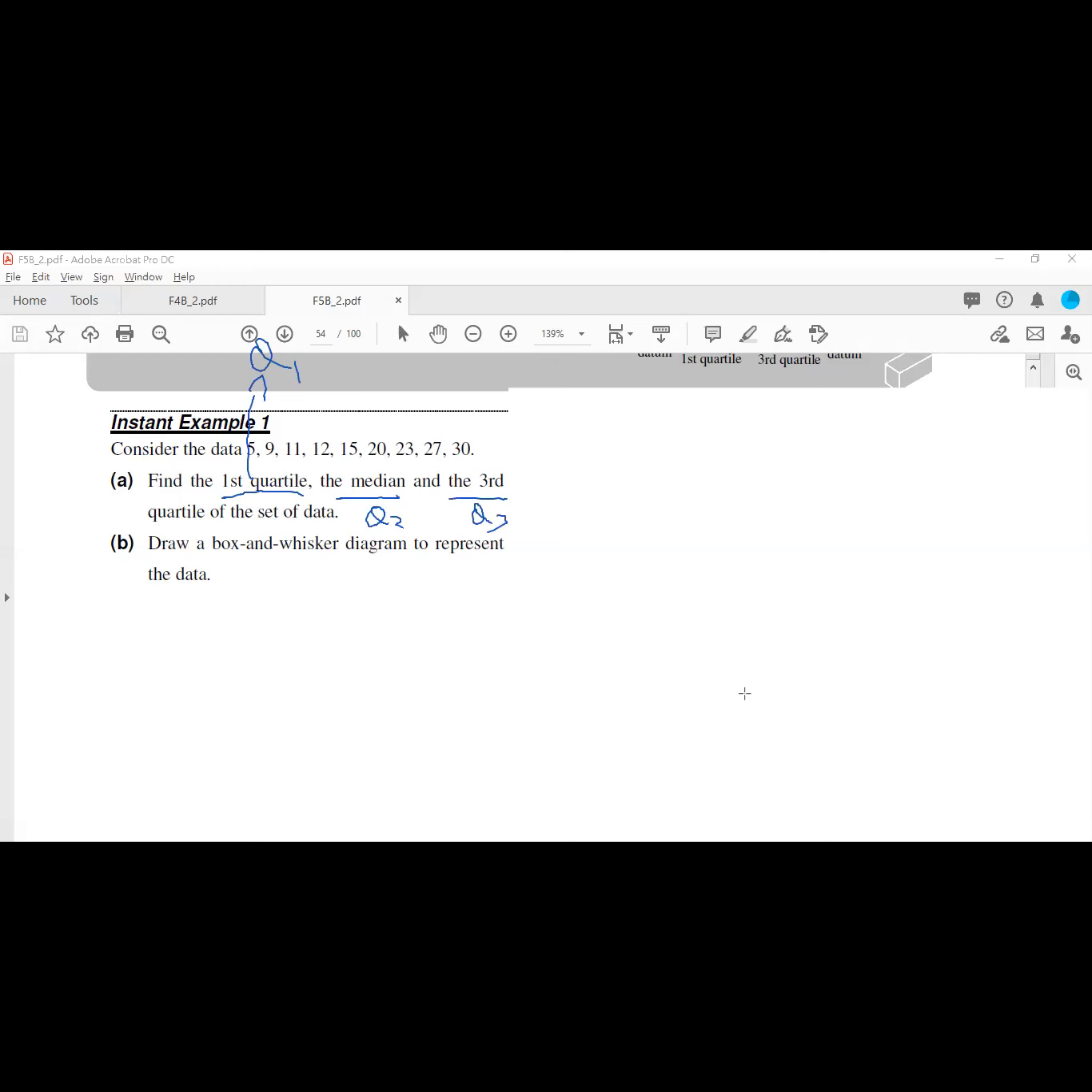Okay, now let's review how to find them. 5, 9, 11, 12, 15, 20, 23, 27, 30. They are already arranged from smallest to largest, so no need to rearrange. Let's count how many numbers there are: 1, 2, 3, 4, 5, 6, 7, 8, 9. 9 data. Okay, so the middle position. Okay, we chop at the middle position, that is Q2. It cuts right on 15. So median.